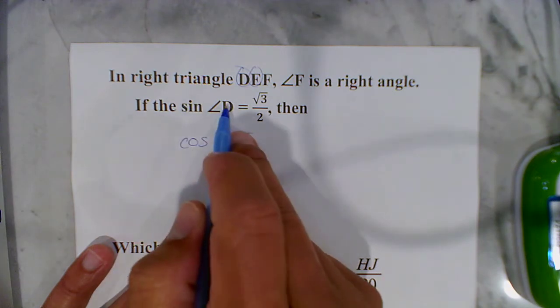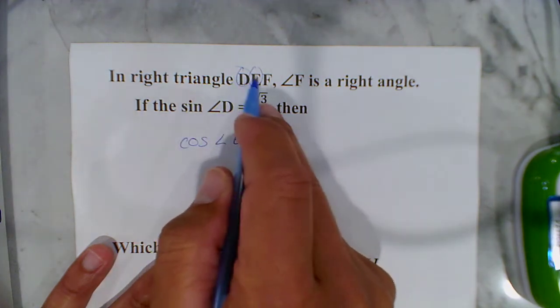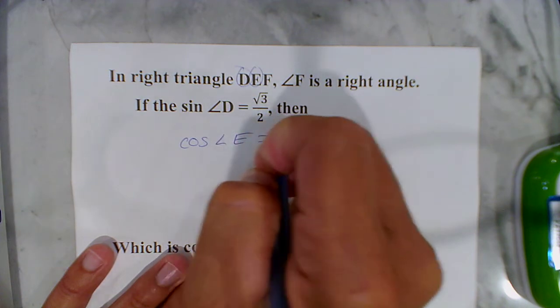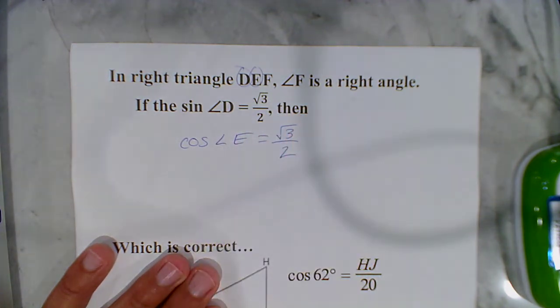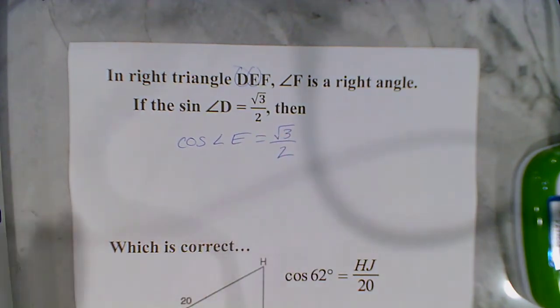Sine equals cosine only when the angles are complements. These angles are complements, right? It would equal the exact same thing, based purely off of the cofunction relationship.